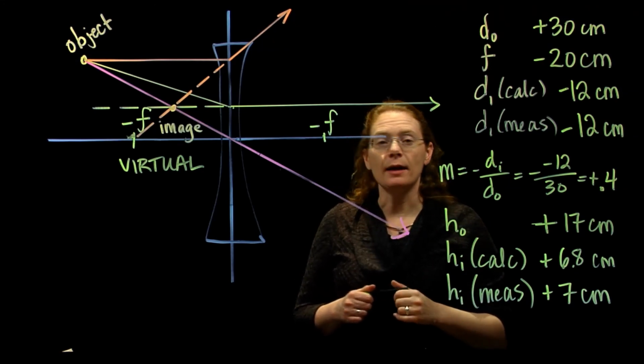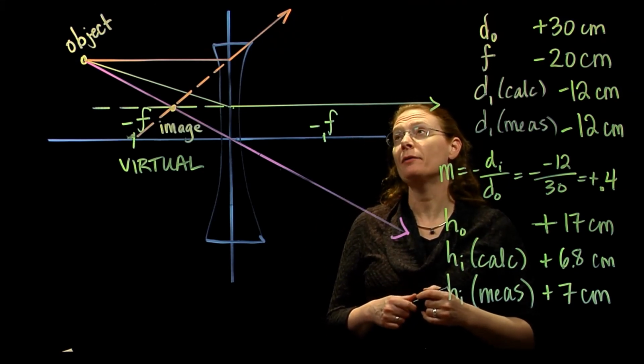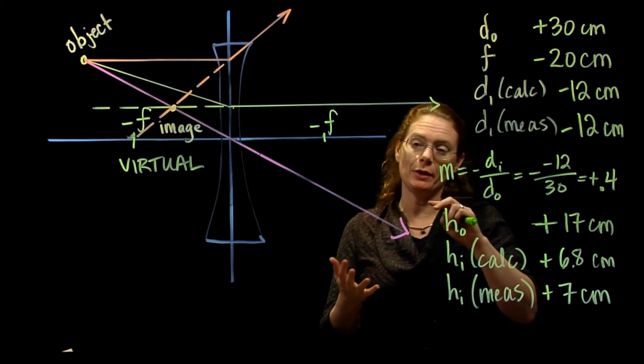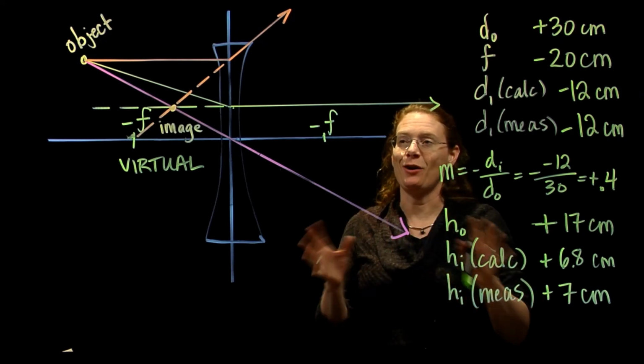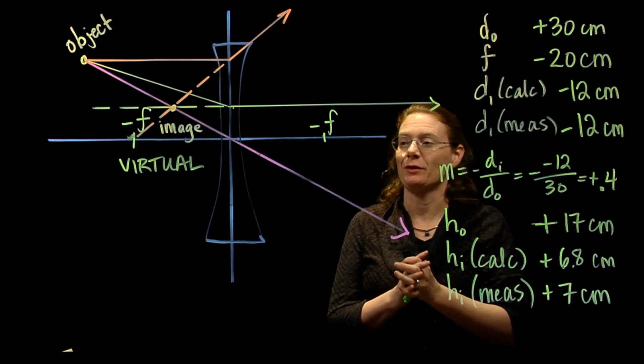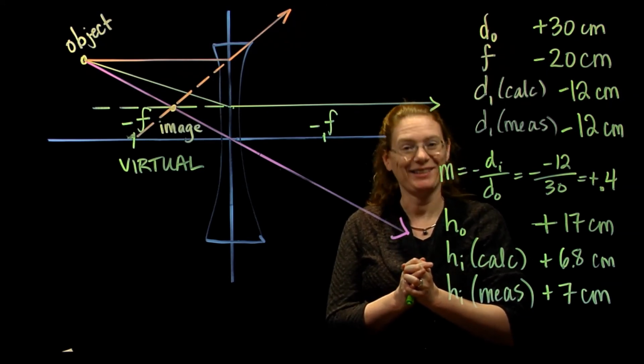All right, that's part number 3, converging real lenses, converging virtual, and now diverging virtual. That is all 3 types of lens image formations. All right, good job.